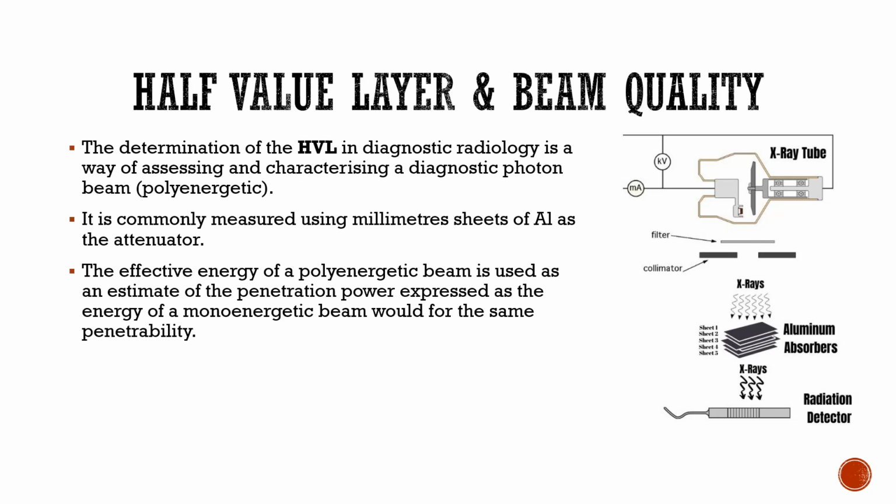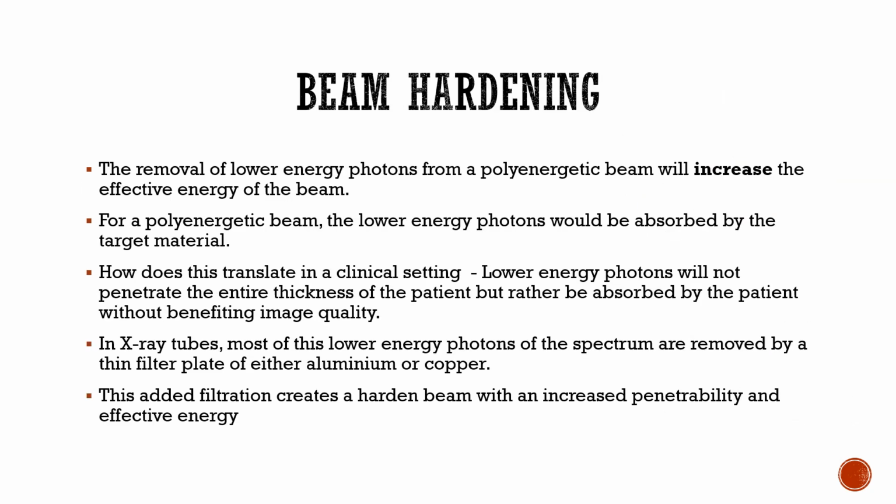Additional sheets of aluminum will keep on being placed into the field until the original intensity is reduced by approximately 1/2. Therefore, the total thickness of aluminum sheets placed into the beam to reduce the detector's measurement by half will be the HVL in sheets of aluminum. The next concept is called beam hardening.